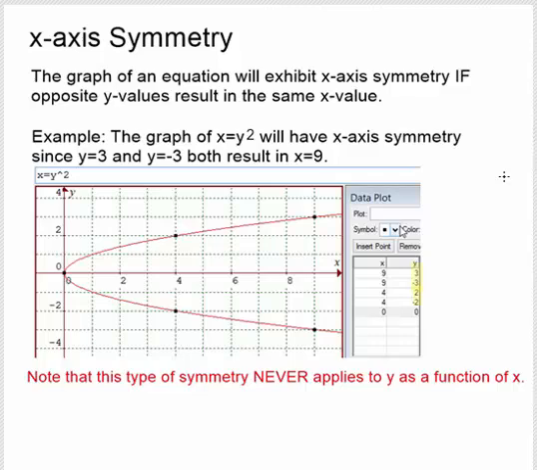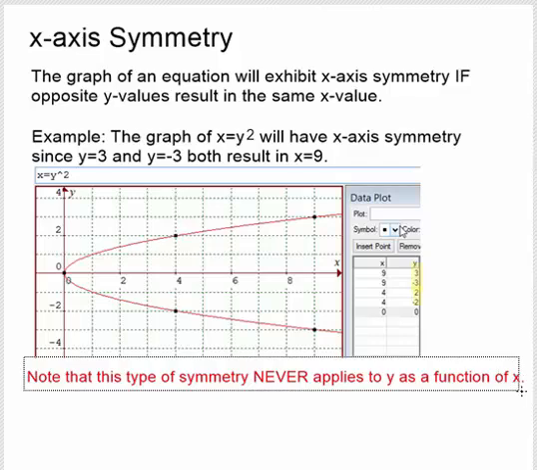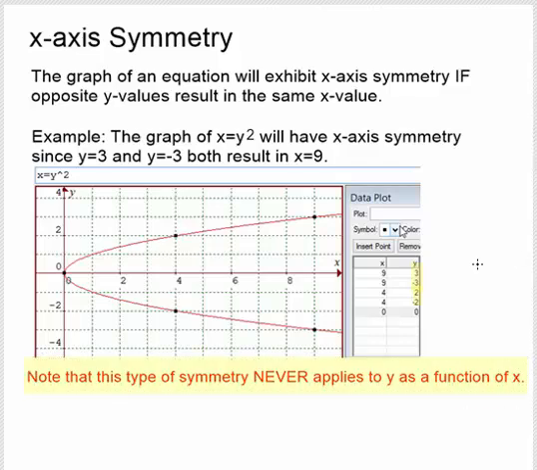Now note that this type of symmetry never applies to y as a function of x, because by definition y is only a function of x if an x value results in only one y value.